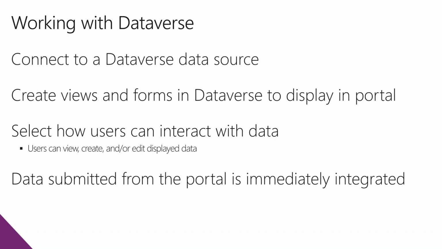So it needs to have a Dataverse, and what you need to do in Dataverse is create views and forms. So the Dataverse has these things called tables, used to be called entities, and each table has various different things. One of those things is forms that allow you to input data into that entity, and the second thing is views that allow you to view data of that entity. So you need to have these things set up so you can display them in Portal, and then you can choose how users interact with that data.